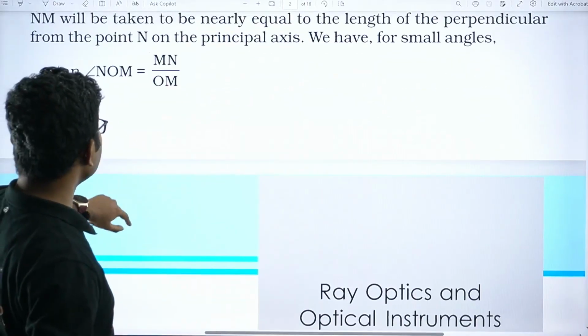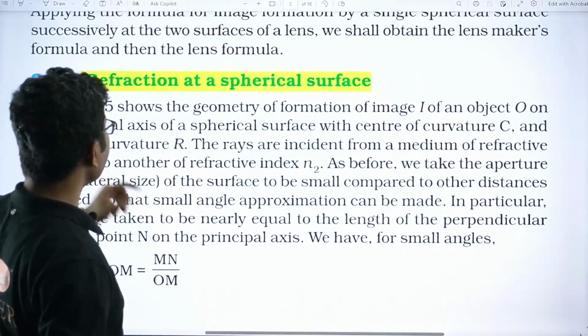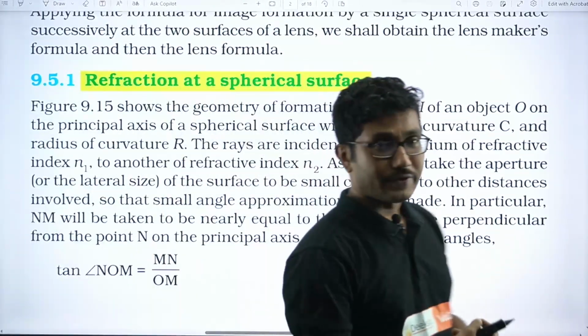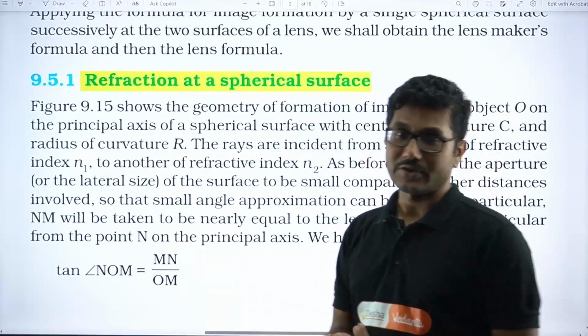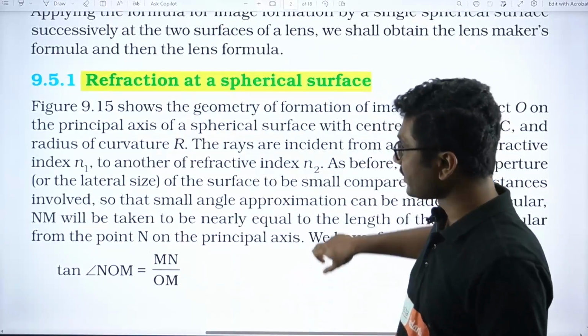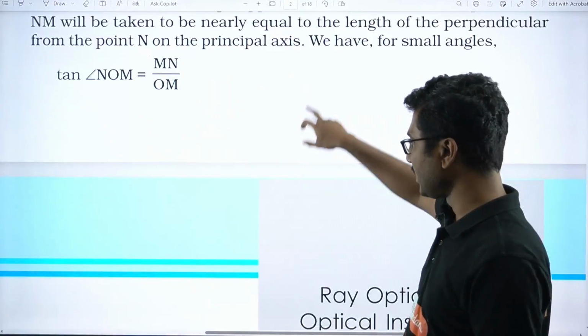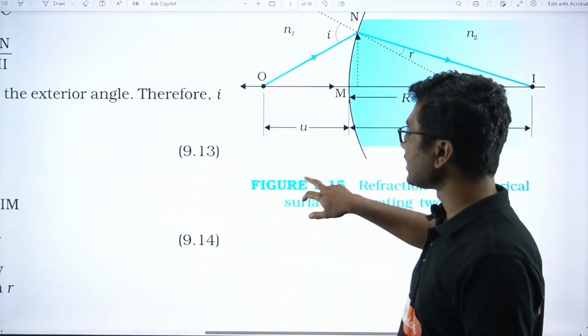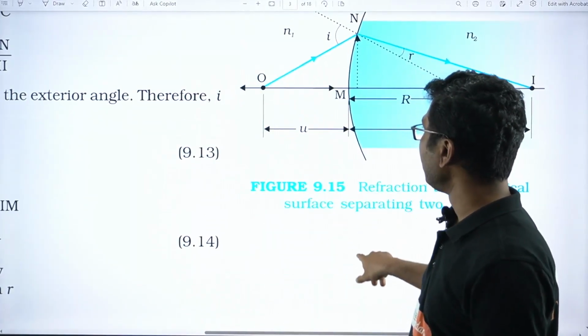So first let's see what we are discussing: refraction at a spherical surface. Spherical surface means concave surface, convex surface, it can be any surface, but it is refraction, not reflection. We have seen reflection in spherical mirrors. Now we are talking about refraction.